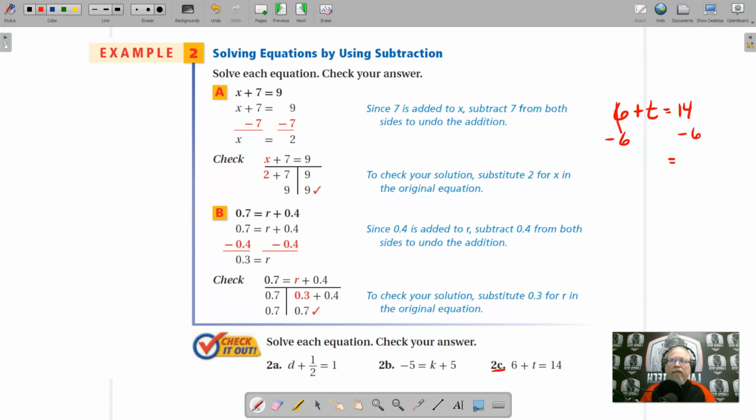This is going to go ahead and make those 6's cancel each other, leaving us with t on the left. And 14 minus 6 is 8. Let's go ahead and plug that back in. 6 plus t, which we're saying is 8, equals 14. 6 plus 8 equals 14. Indeed it does. So this checks out. Therefore, we know our solution is correct.